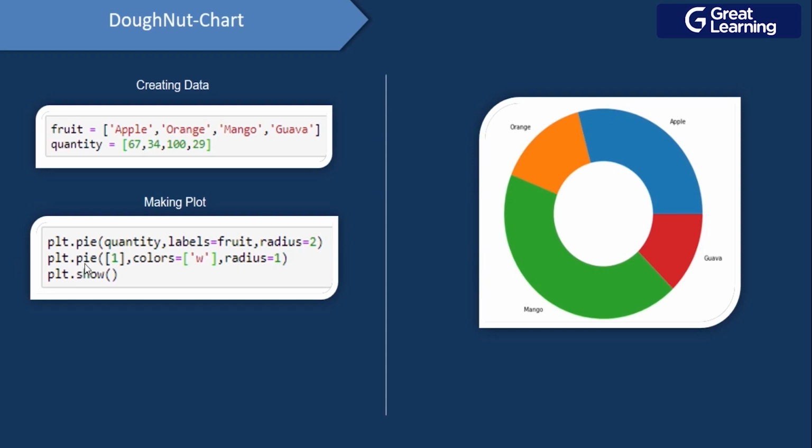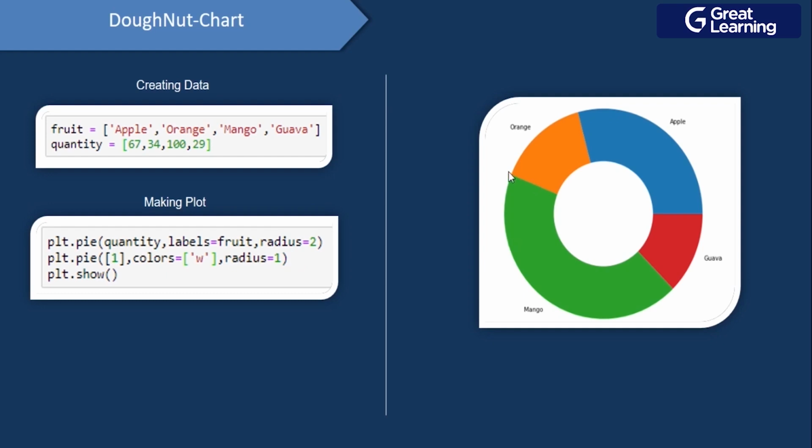Then I'll go ahead and create another pie chart. Inside this, first we'd have to pass in numerical entities. So I'll just have a list which comprises only one value, which is 1. And this list comprises only one color, which is white. And I'll set the radius to be exactly half of the original pie. So I'm setting the radius to be equal to 1.